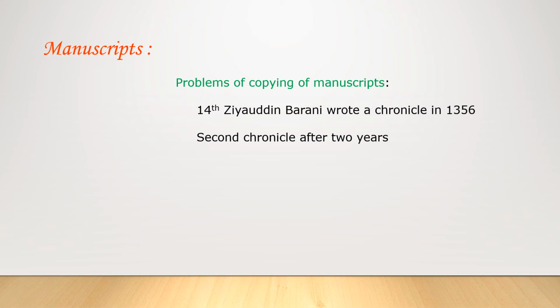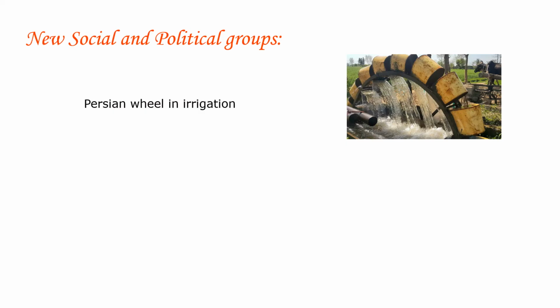But they don't know the original meaning or the grammar which was written by Ziauddin Barani. But fortunately, the first book came out in the 1960s. So after that only you can correct the spellings or correct the mistakes a person has made in copying these manuscripts. And what are the political and social changes?